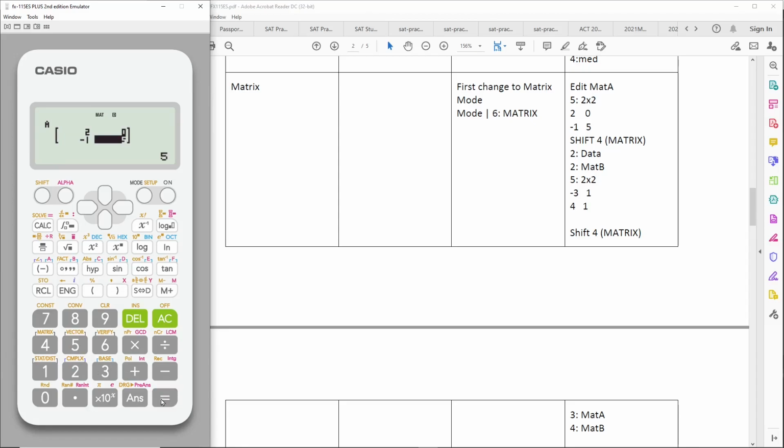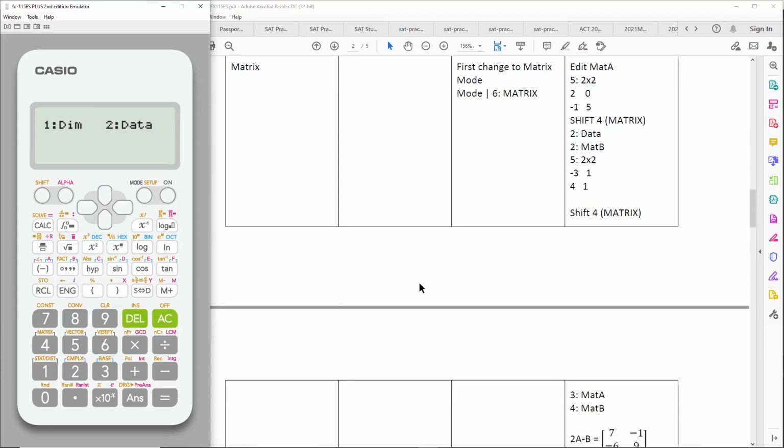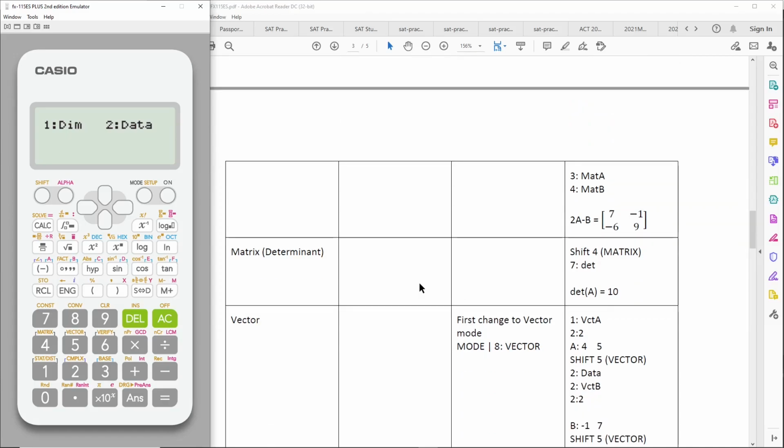So now I want to edit matrix B. So I want to do shift then 4 to get the matrix menu. I want to change my data. I want to change matrix B, so option 2. So again, it's going to be another 2 by 2 matrix, so option 5. Enter in my values: 7 equal, negative 1 equal, negative 6 equal, 9 equal. Now go back to the main screen.